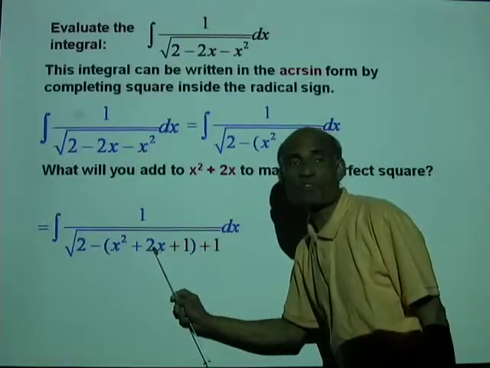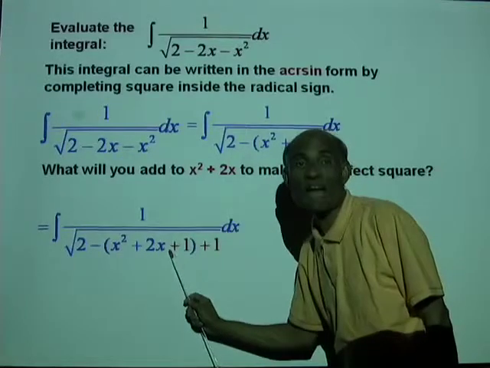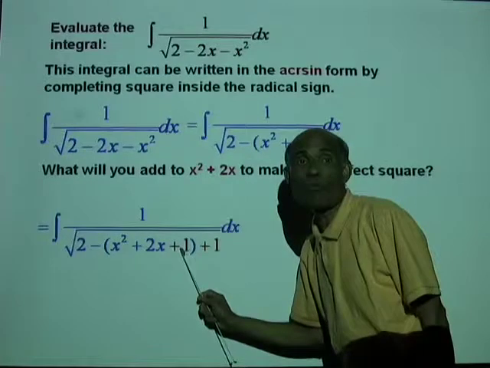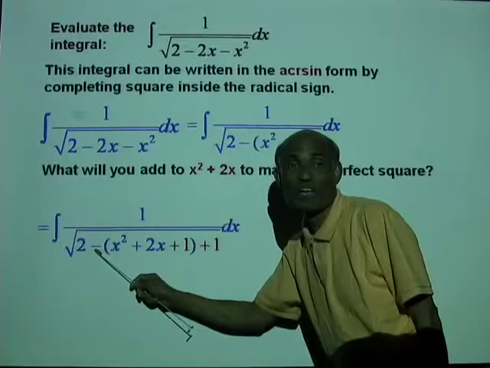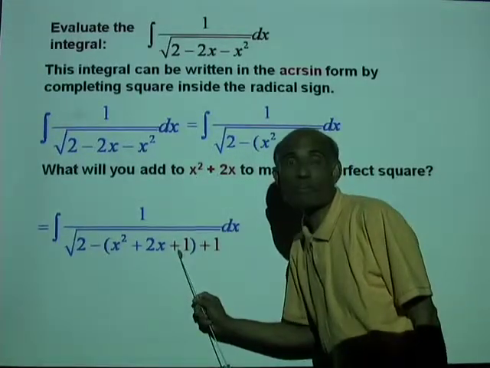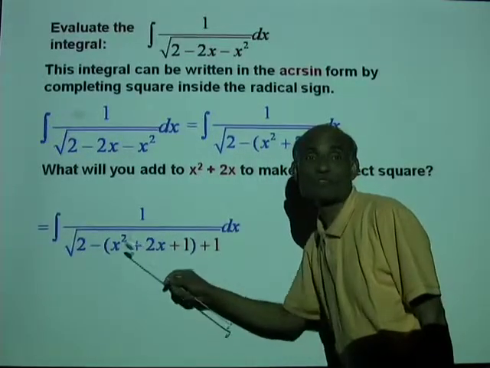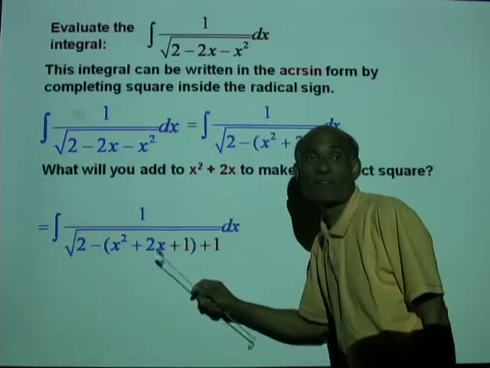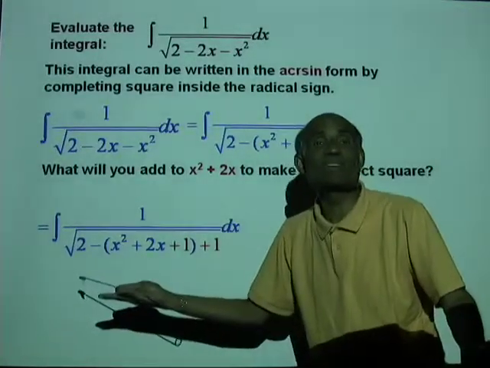X squared plus 2x plus 1 is a perfect square. That means I have added a 1 inside this bracket. But adding a 1 inside this bracket is the same as subtracting a 1, because everything inside the parenthesis is subtracted. So to compensate for subtracting this 1, I added a 1 outside. So when you distribute this negative sign and simplify, that negative 1 and this plus 1 will go. We haven't really done anything inside.